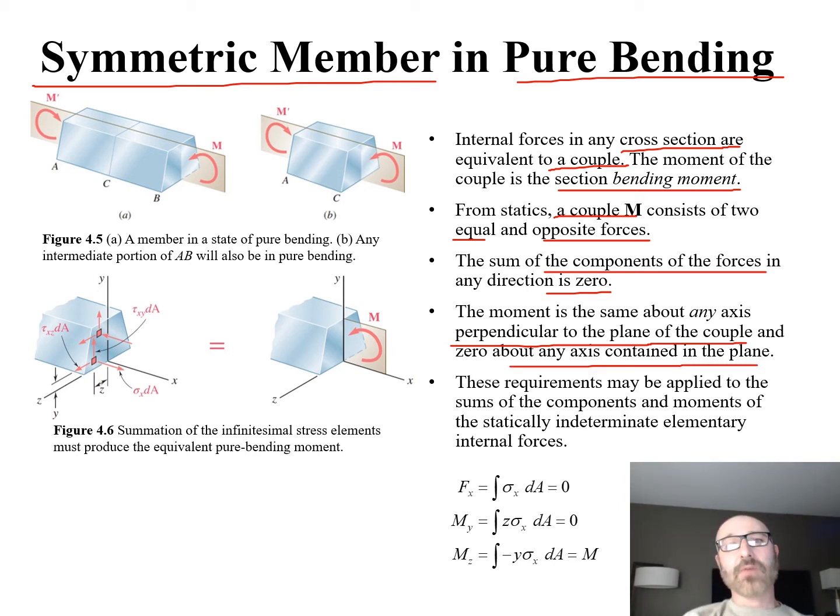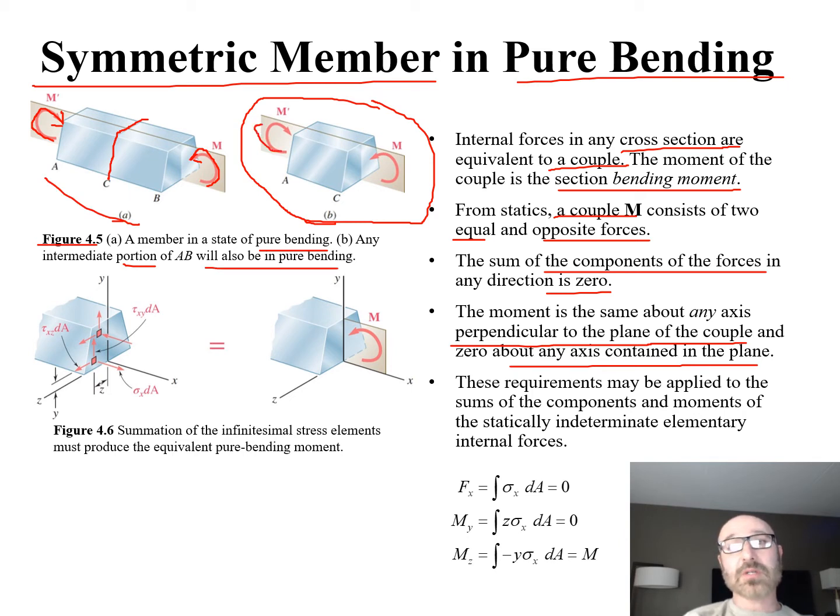So if we take a look at figure 4.5 up here in part A, we can see we have a member in a state of pure bending right there. So we see our 2 moments right there acting at A and again at B right there. So again, this is a member in the state of pure bending. Now over here in B, you can see we've sectioned it right here. We're taking a look at it at C right here. We see that any intermediate portion of this whole AB member right here will also be in pure bending. We see there's our moment M prime and our moment M right there. So that's in pure bending as well.